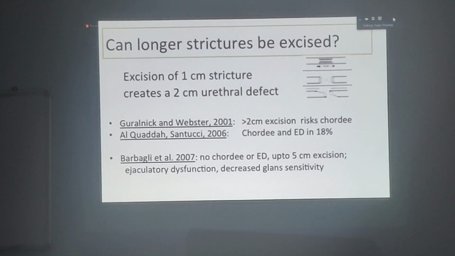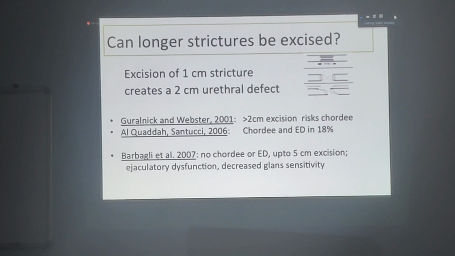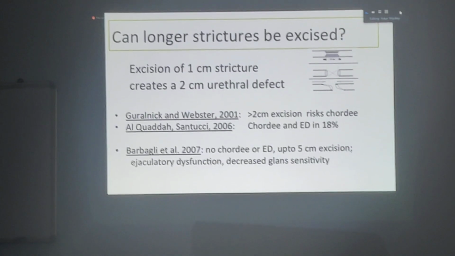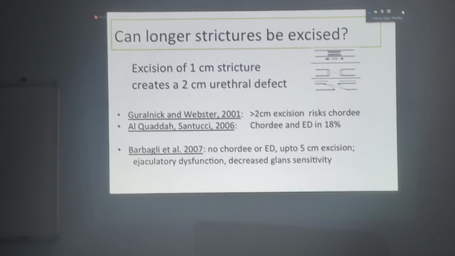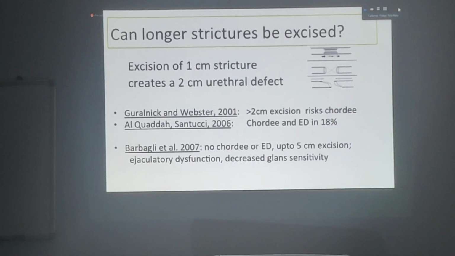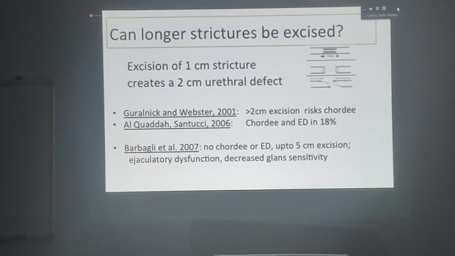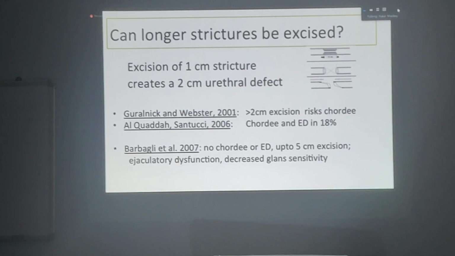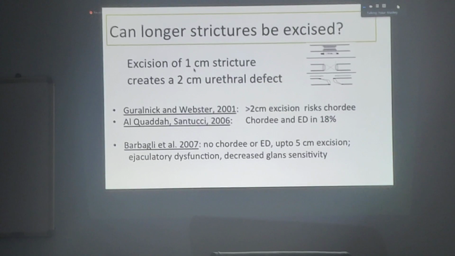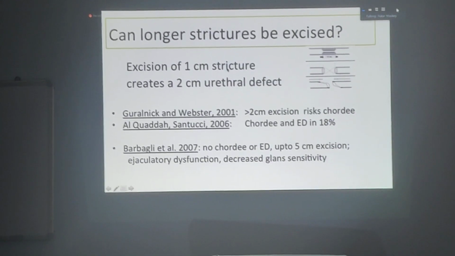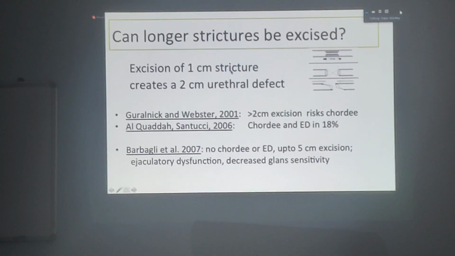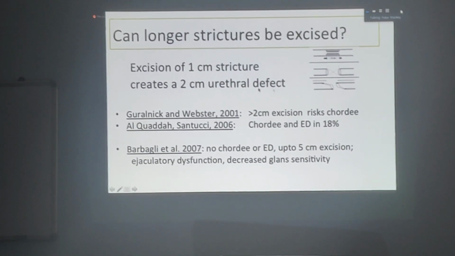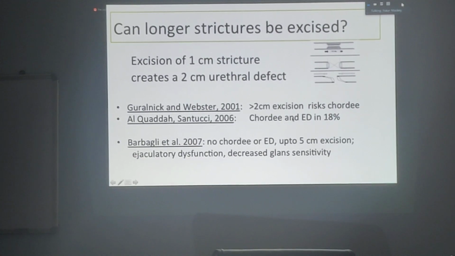But there is a doubt that longer strictures cannot be excised. This doubt was raised by Webster and Guralnick in 2001, who cautioned that excising more than 2 centimeters of stricture can lead to penile shortening and ventral curvature of the penis. So the logic was that we all know if we resect 1 centimeter of bulbar stricture, we have to spatulate 1 centimeter on either side, and that leads to a 2 centimeter urethral defect.